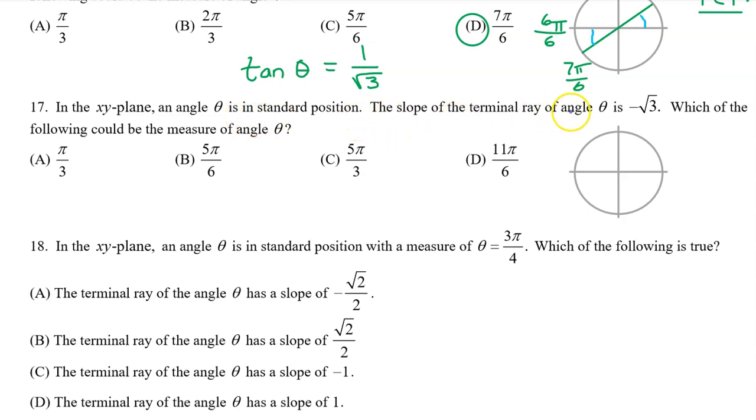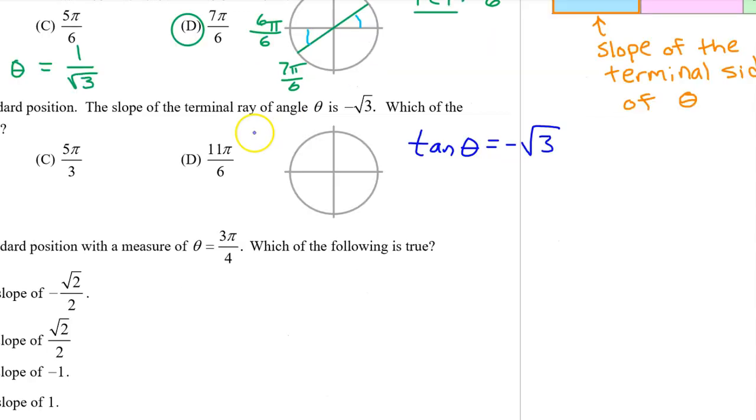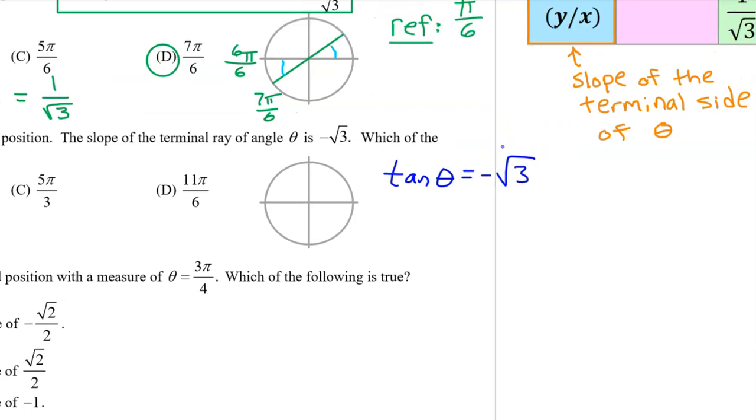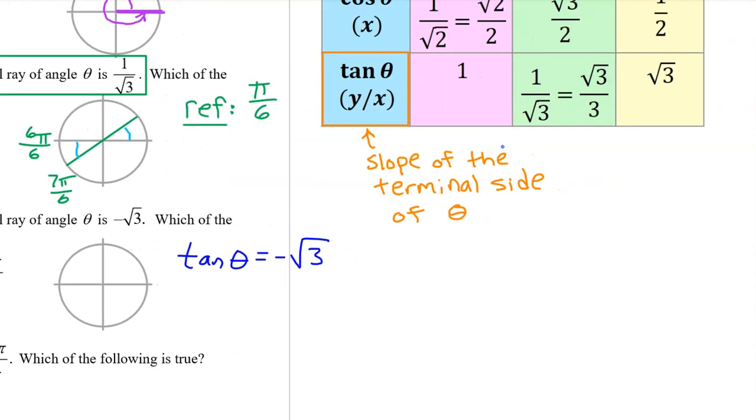The slope of the terminal ray of angle theta is negative radical 3. Which of the following could be the measure of angle theta? If the slope of the terminal ray is negative radical 3, that means the tangent of angle theta is equal to negative radical 3. If we ignore the negative sign for a moment, we can discover the reference angle.